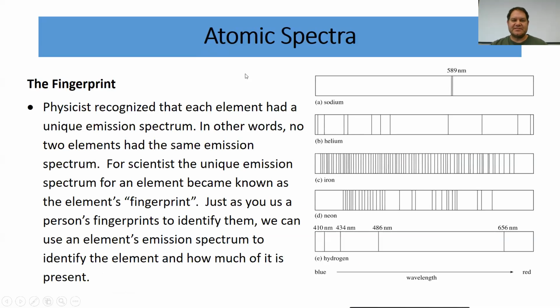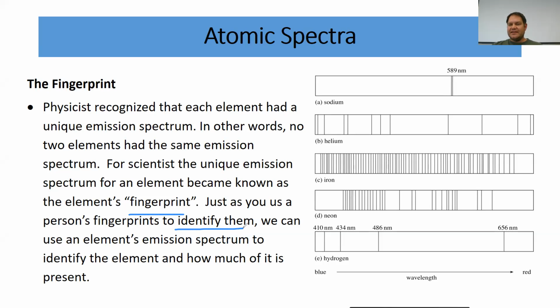Now, physicists do recognize that emission spectrums are very unique for each element. So therefore, the emission spectrum is also known as the element's fingerprint. And you know what fingerprints are for, right? Fingerprints are used for identification. So just as we use our fingerprints to identify us, we can use emission spectrums to identify a particular element.